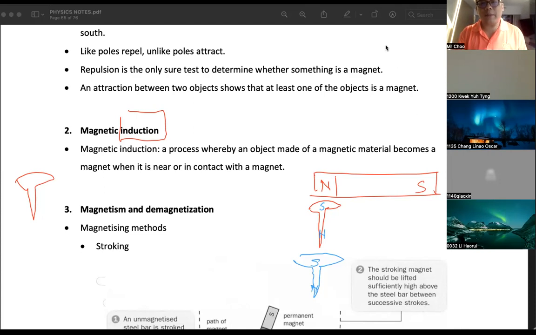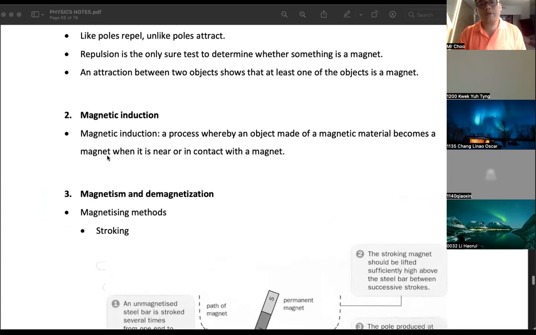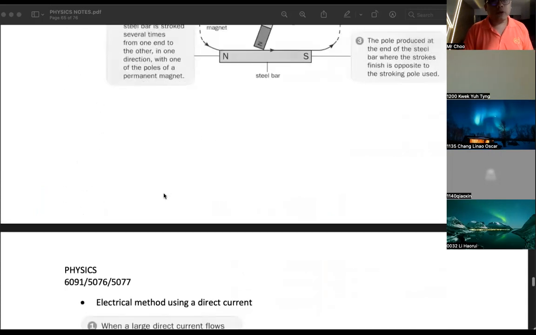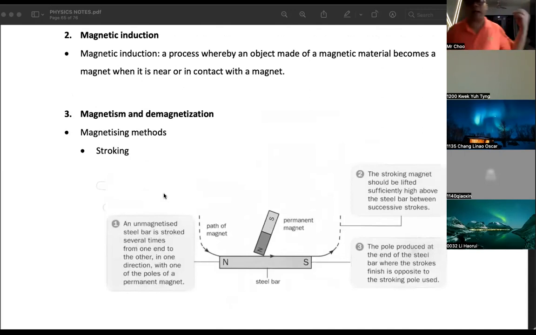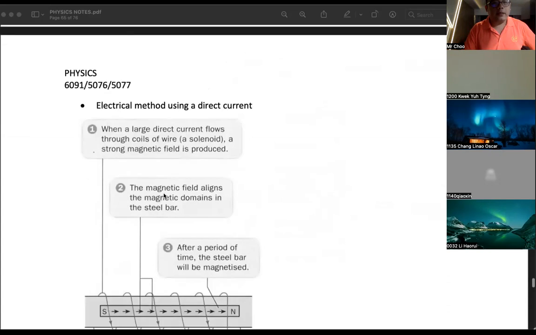Okay, so we finished magnetic induction. Magnetic induction is when a magnetic material becomes a magnet temporarily because it is near a magnet. Once the magnet is away, it goes back to being a magnetic material. It doesn't become a permanent magnet. Now we'll talk about two methods of magnetizing a magnetic material to make it a permanent magnet. Is that clear? There are two methods that you can see here.